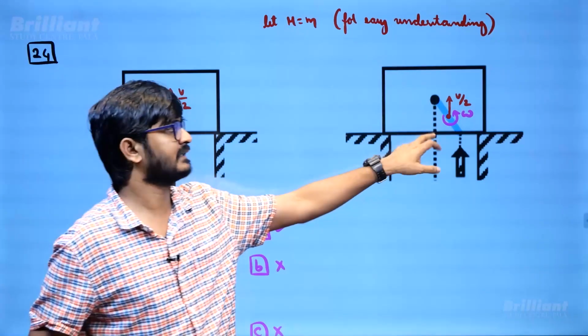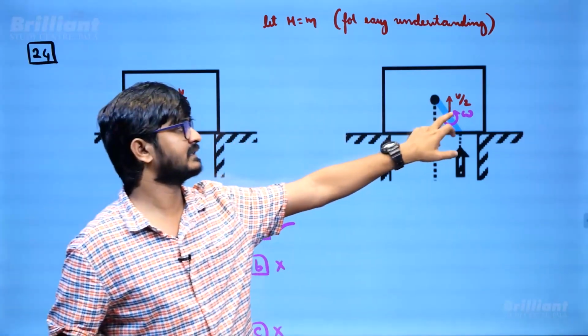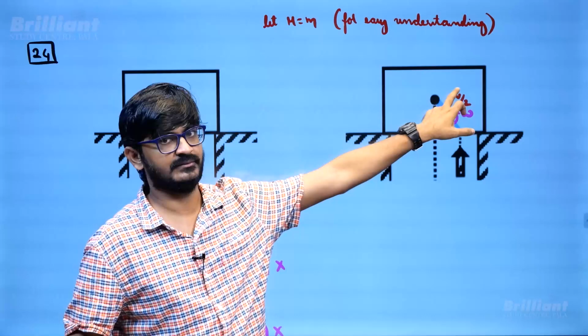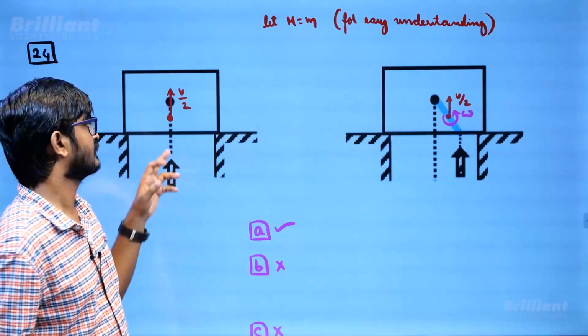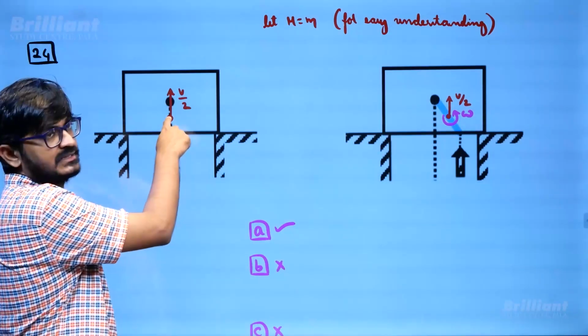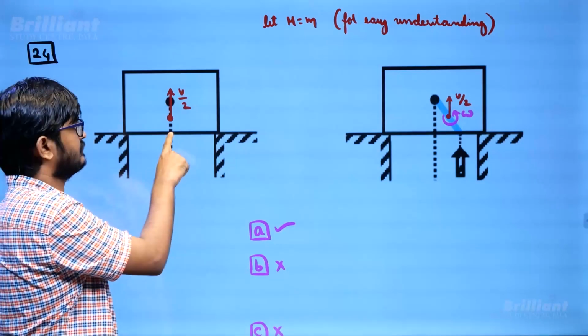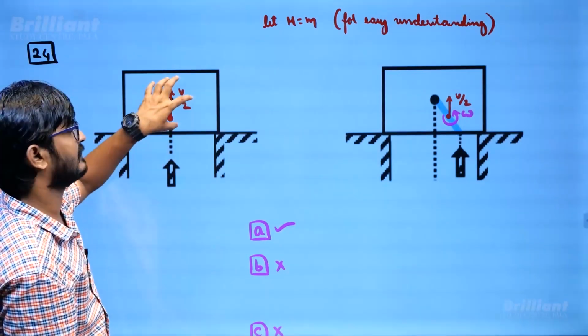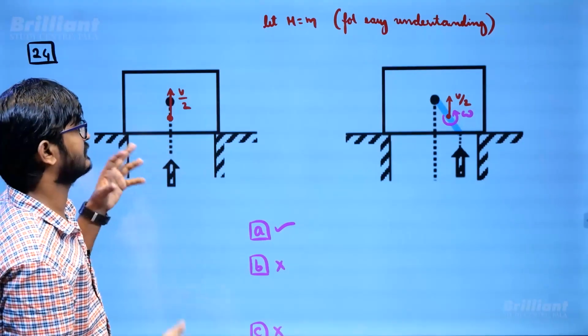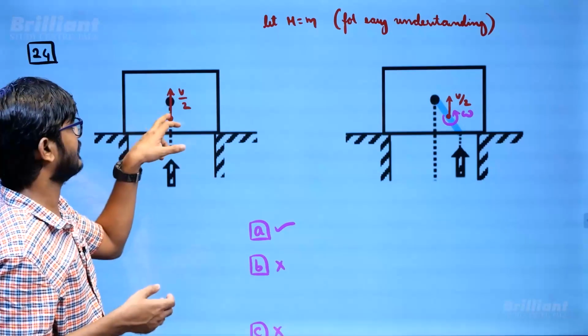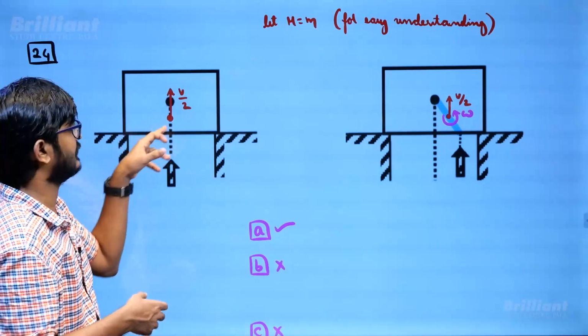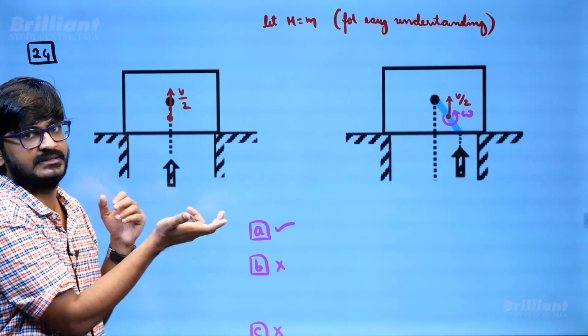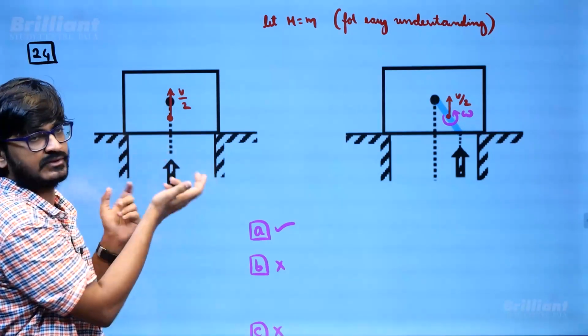Now what will happen here? Here also, by momentum conservation, I can say the center of mass will have a velocity v by 2. Now if I take torque about the center of mass, it is going to be 0. Or you can consider angular momentum. If you consider angular momentum about the center of mass, the initial angular momentum was 0, so the final angular momentum will be 0. So there won't be any rotation.